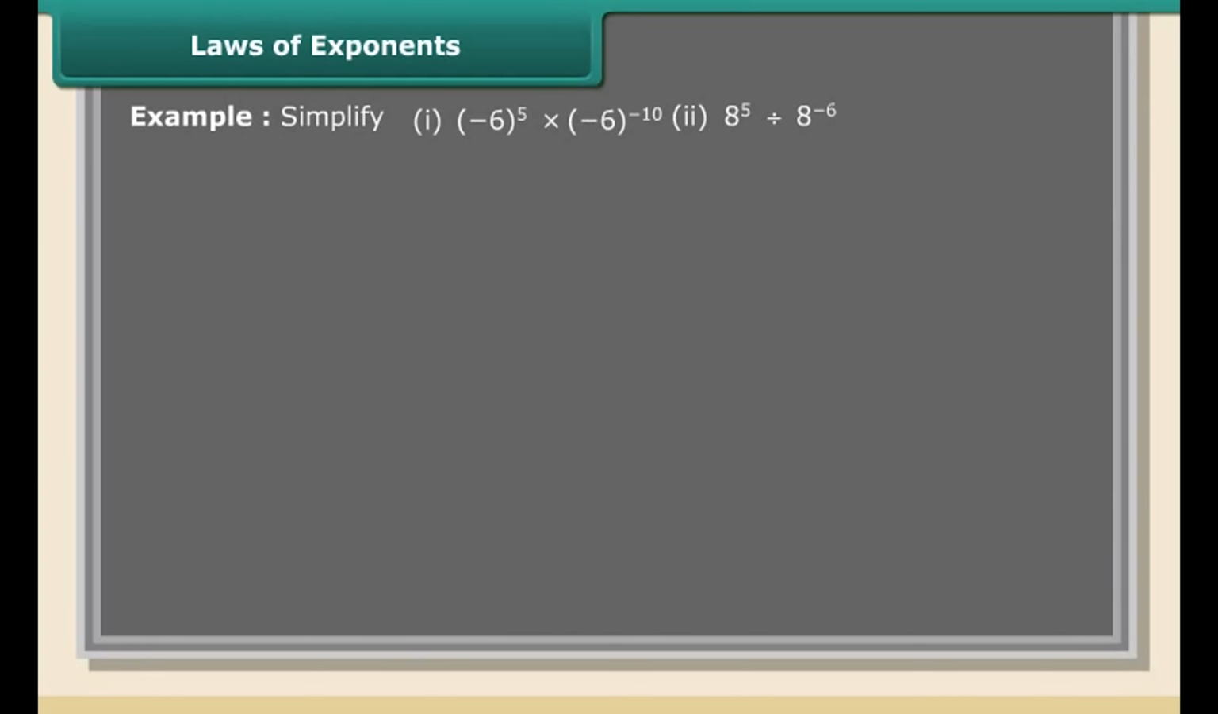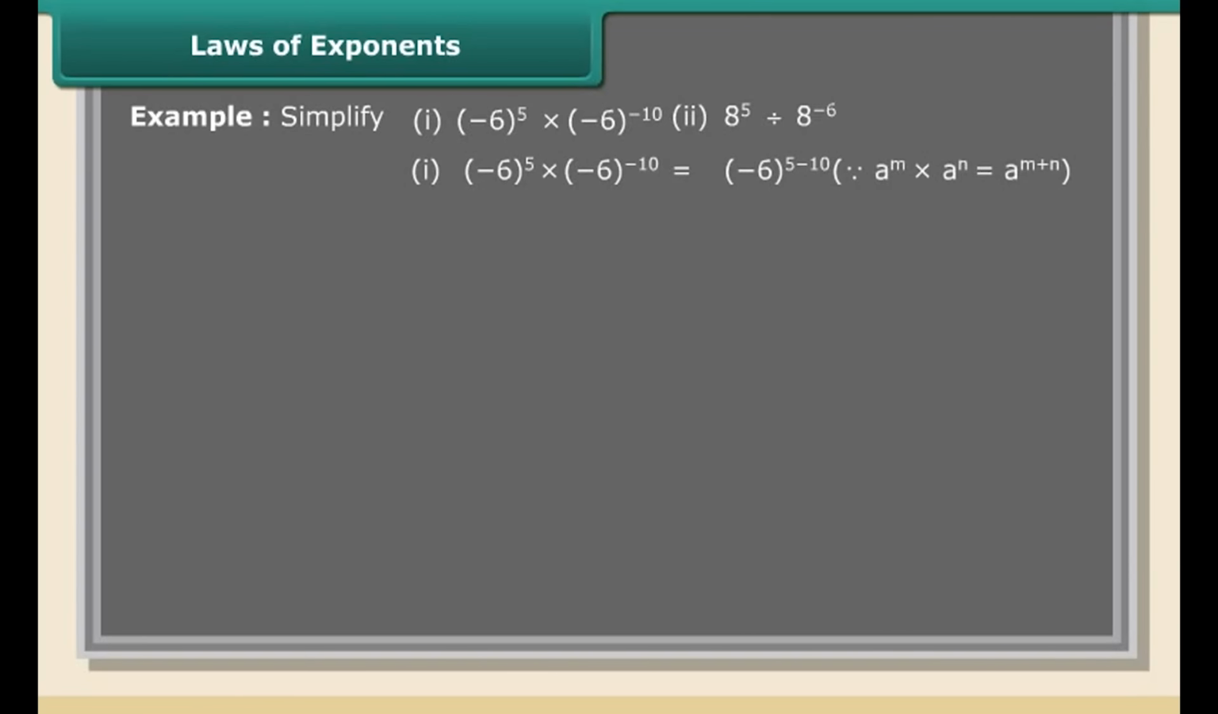Example. Simplify (-6)^5 into (-6)^(-10), and 8^5 divided by 8^(-6).